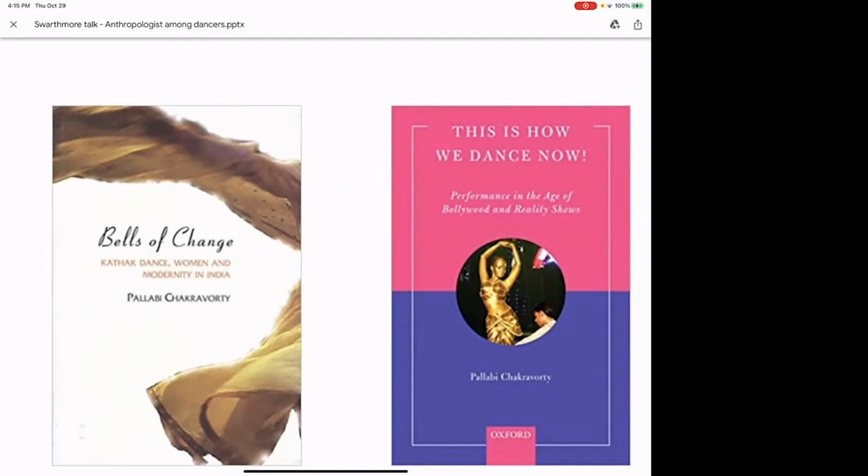You can see the bells of change, that there was this change coming in Indian society as dance was being reimagined in multiple ways. And now this is the way we are dancing.